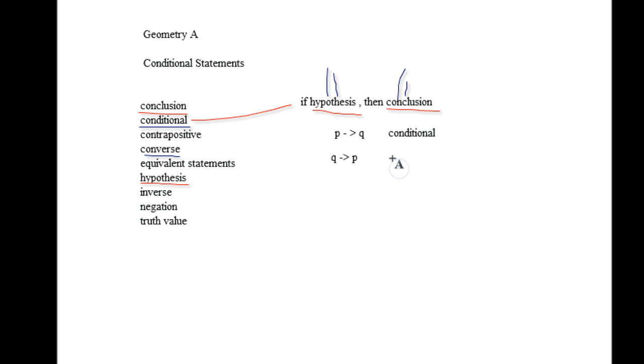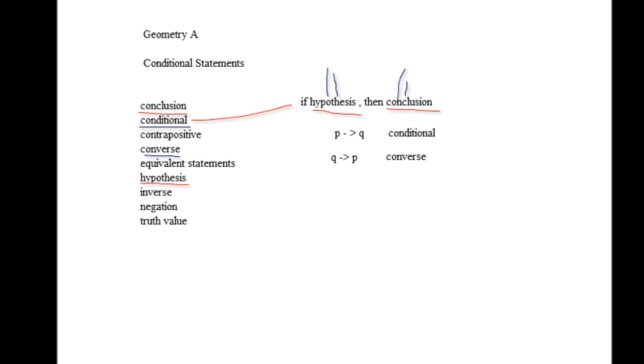This one right here is called a converse. And a converse is just a reverse of the conditional. So in other words, instead of saying in the conditional, if I went to the movies, then I'll eat some popcorn, in the converse you would say, if I ate some popcorn, then I went to the movies.